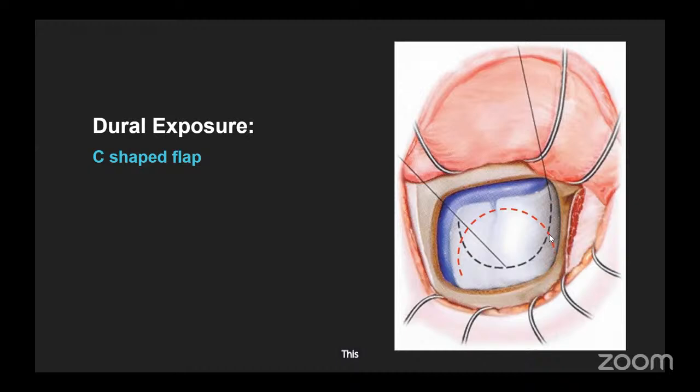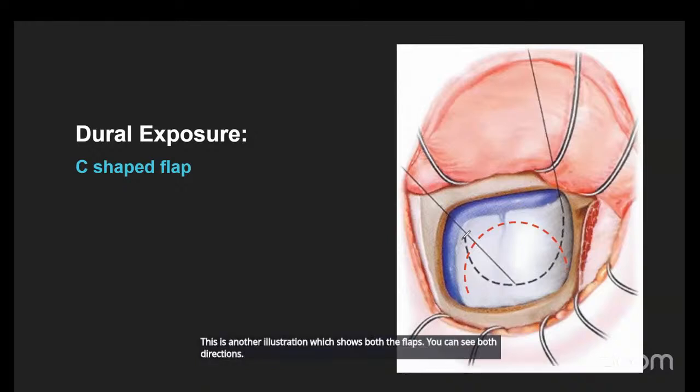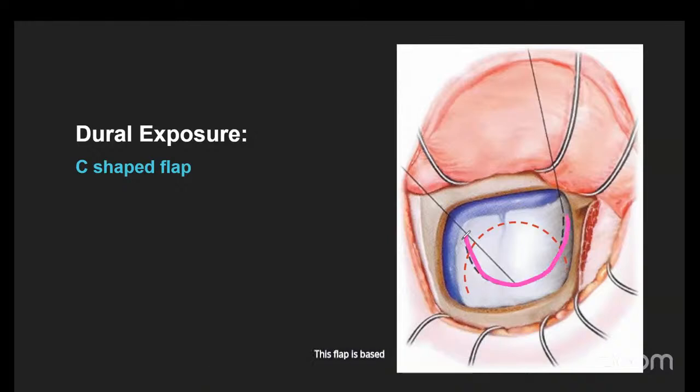This is another illustration which shows both the flaps. You can see both directions. This flap is based over the sigmoid sinus. The other flap is our conventional flap, which is based on the free side of the bone, and you're leaving a cuff of the dura around the sinuses. Let's see.